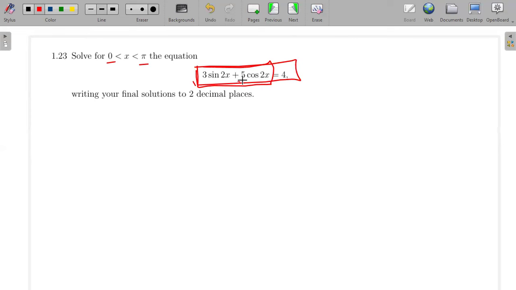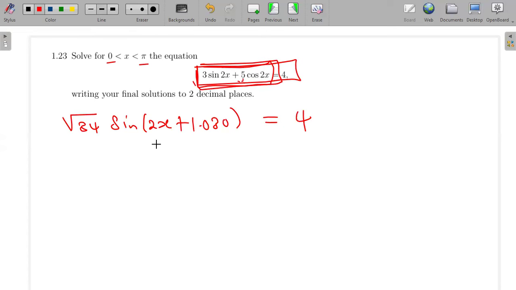So we know that this one can be expressed in the form we determined previously. We said it is the same as root 34 sine 2x plus 1.030. So now this here is the same as this part here, and then it equals 4. So now we can solve for x. The first step: sine 2x plus 1.030 equals, so I divide both sides by the root of 34. So this is 4 over the root of 34.